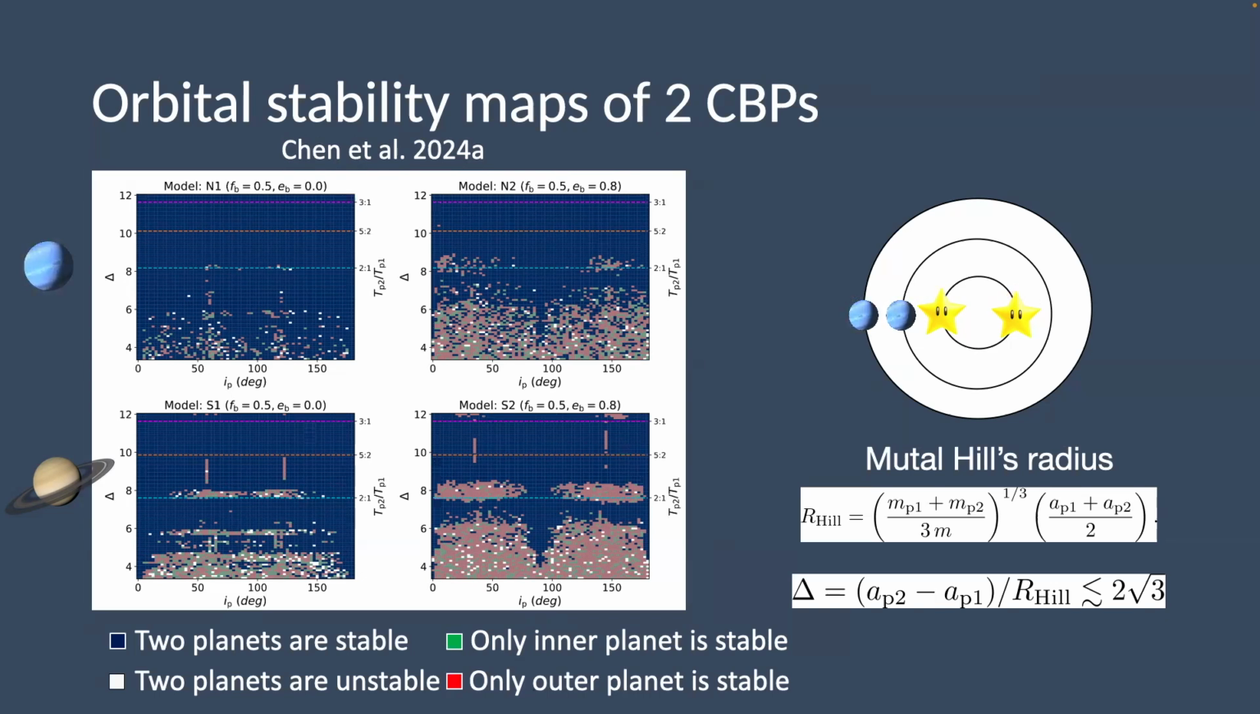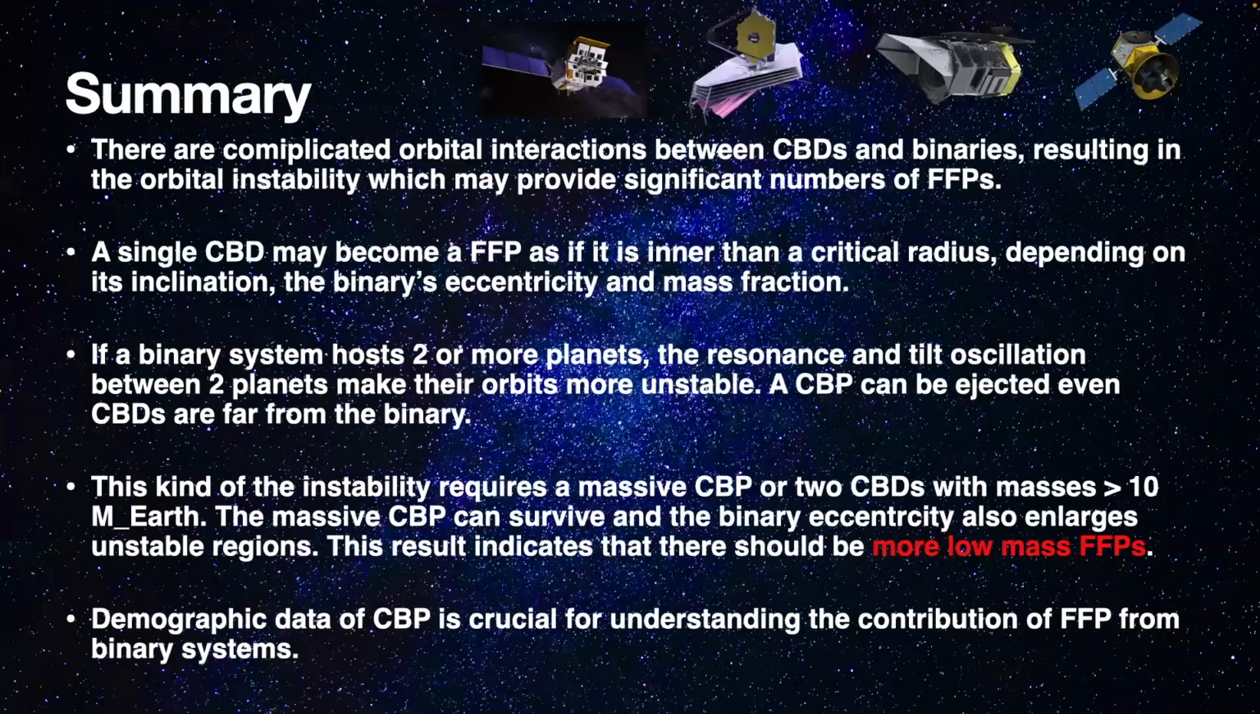Let me point out, this simulation actually is scale-free. So I assume that the mass of the binary is one solar mass. But if it's smaller, then to trigger this kind of instability, we just require a smaller planet. So yeah, this Jupiter, Saturns.